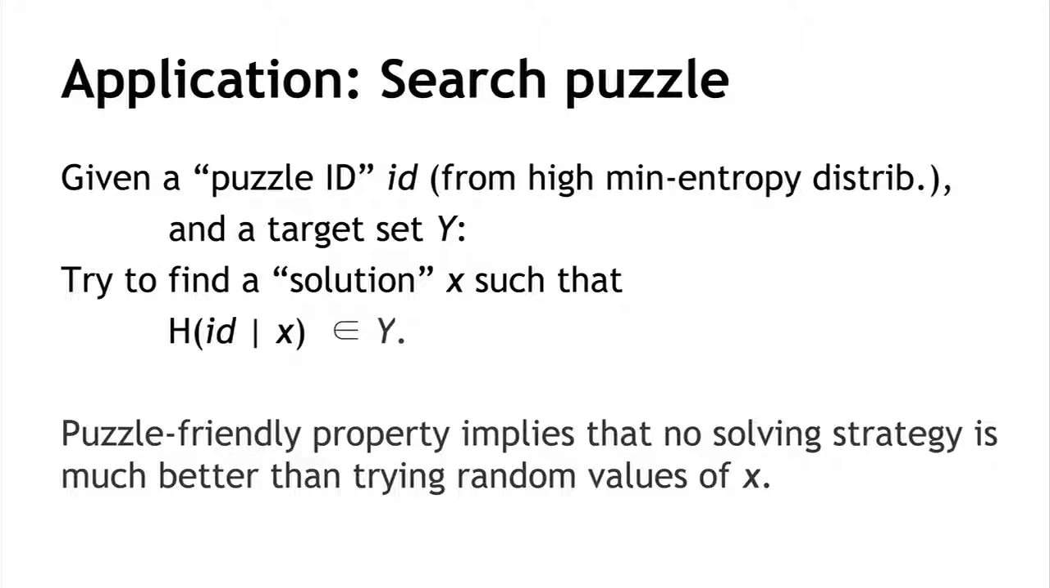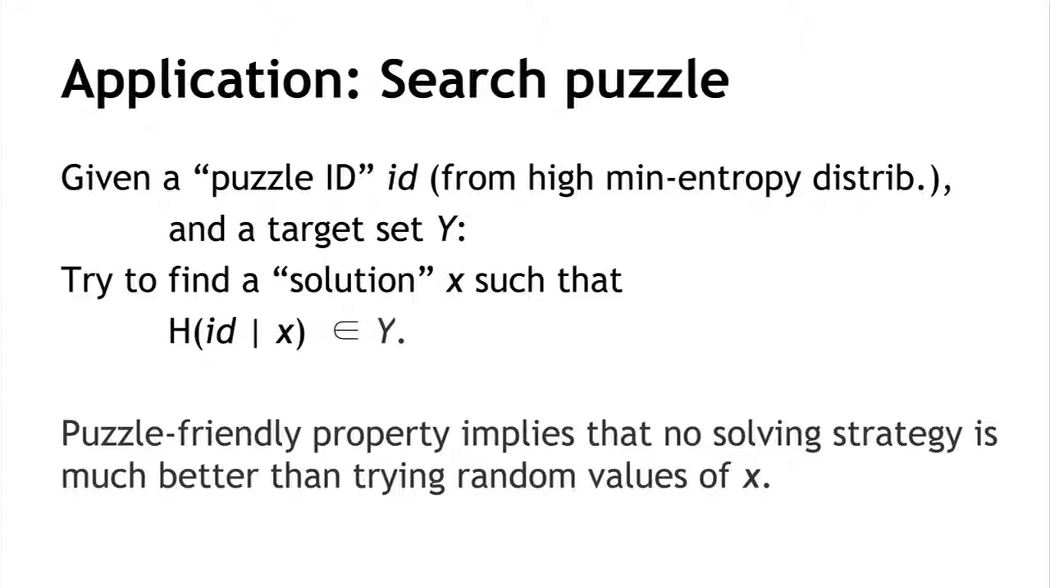And the puzzle-friendly property here implies that there's no solving strategy for this puzzle which is much better than just trying random values of x. So if we want to pose a puzzle that's difficult to solve, we can do it this way, as long as we can generate puzzle IDs in a suitably random way. And we're going to use that later when we talk about Bitcoin mining. That's the sort of computational puzzle we're going to use.